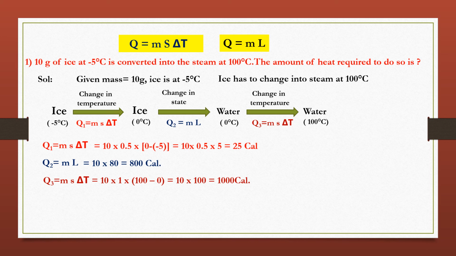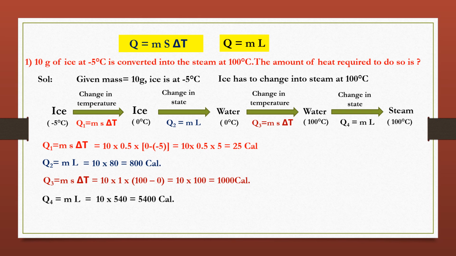On further heating, water at 100 degrees Celsius is converted to steam at 100 degrees Celsius, and you can see as the temperature is constant here, there is change in state. So we are using the formula Q is equal to mL. If you substitute the values of m as 10 grams and L, the latent heat of vaporization of water, that is 540, you will get 5400 calories.